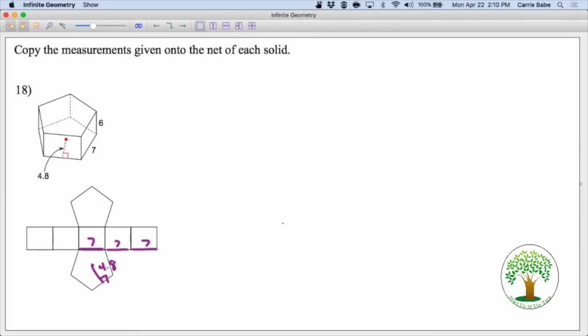The 7 has to be touching one of the edges of the pentagon. Yeah, it does. It doesn't have to be one of the edges of the square or the rectangle. That's right. 7s have to be.